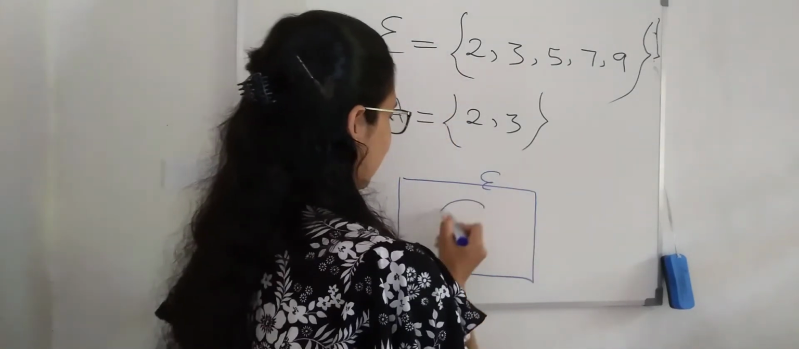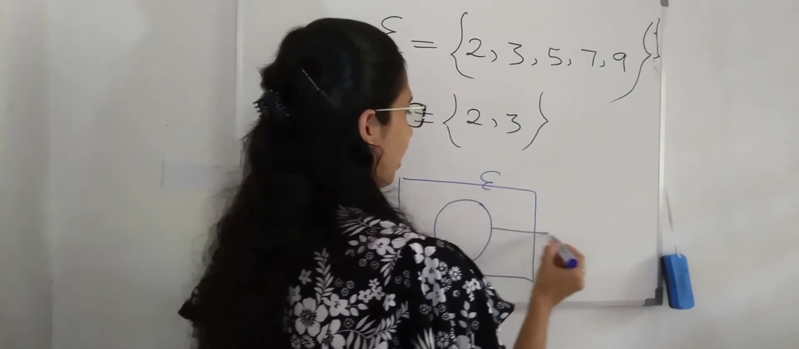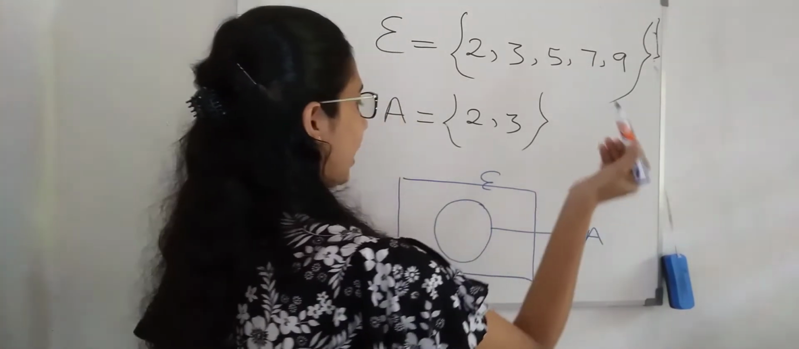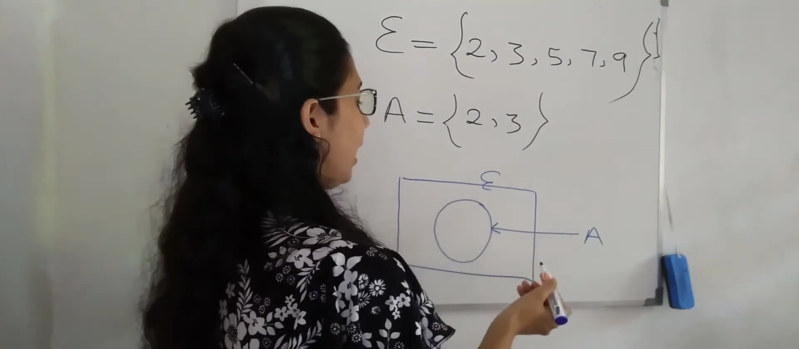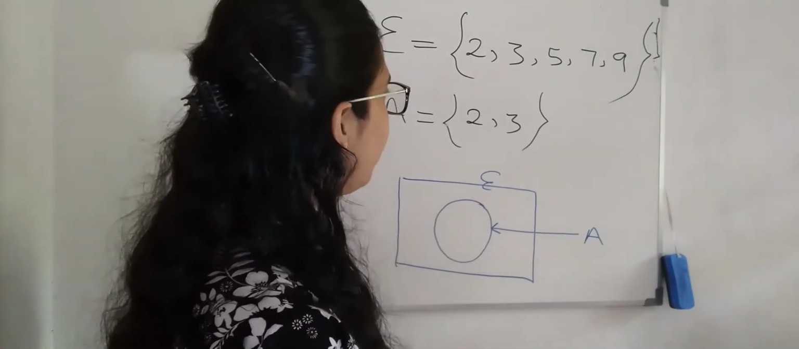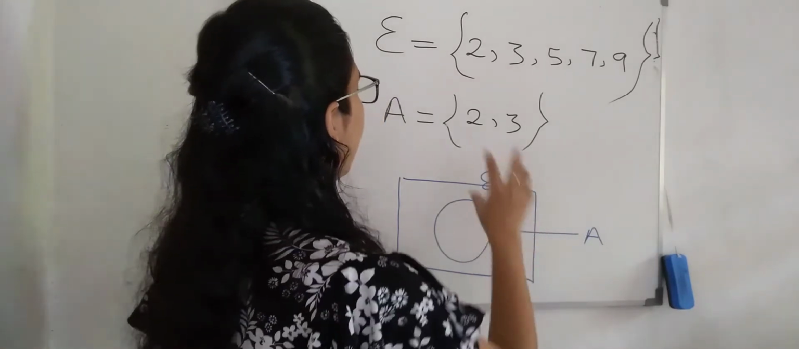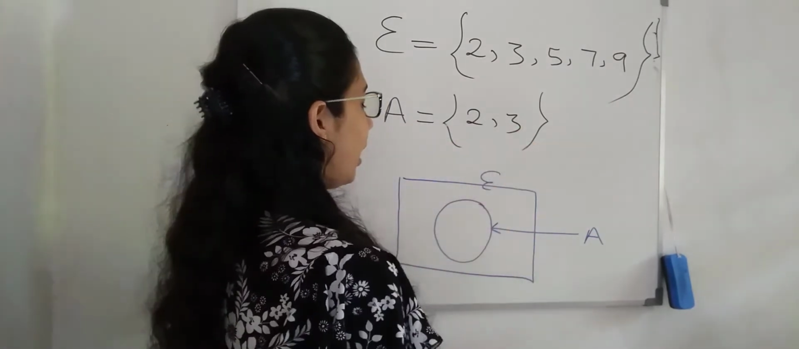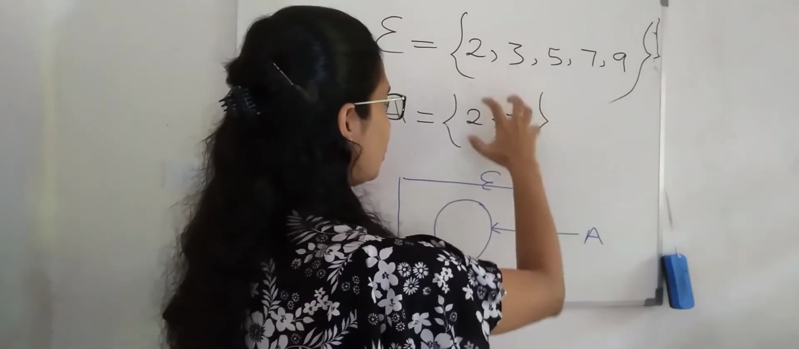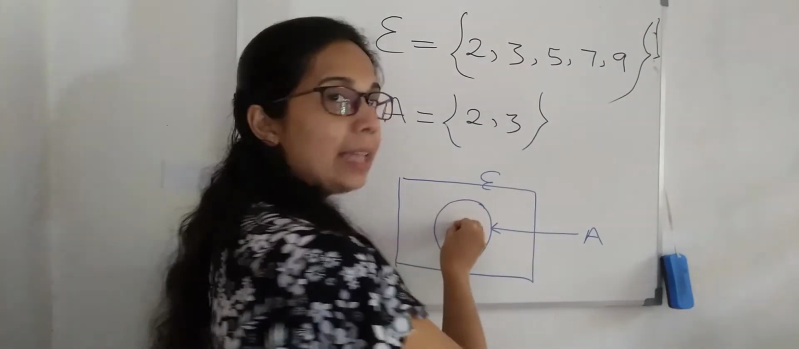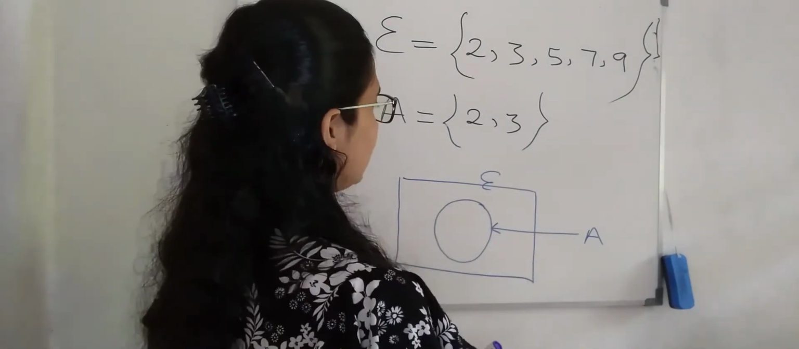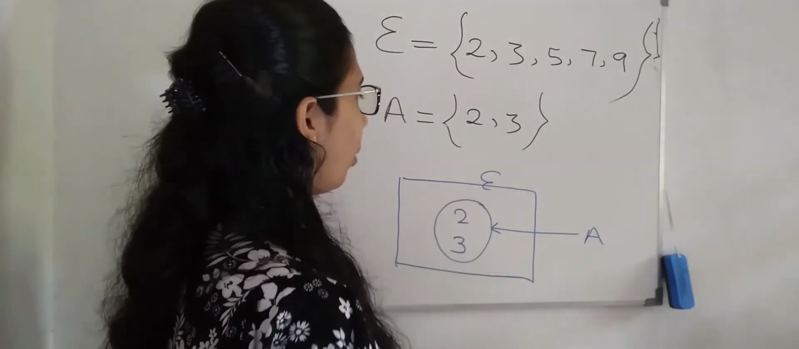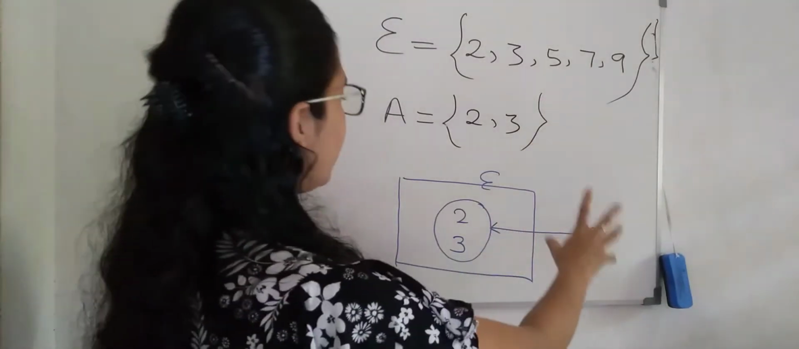Okay, this is a Venn diagram and I name it by the name of this set. What is the name of that set? A. And what are the elements in the set A? 2 and 3. Now I can put these two elements into the set A. Now give your attention to this.